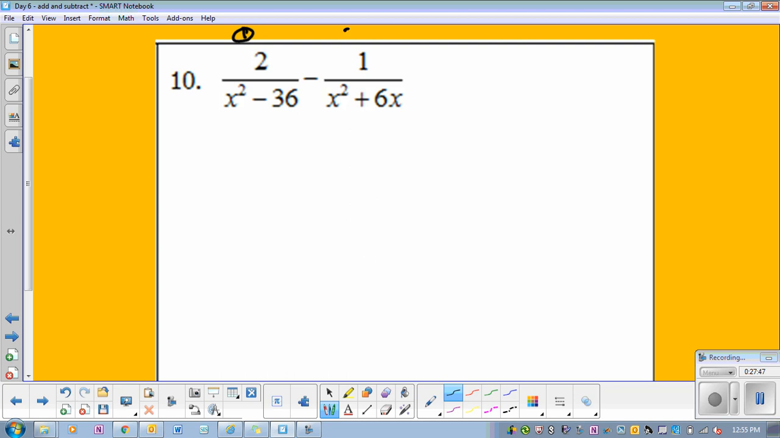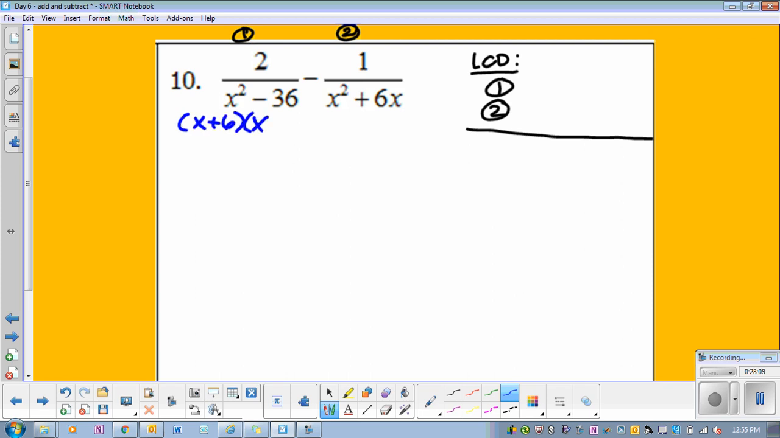Fraction 1, fraction 2. Okay, we definitely need to find the LCD here. If you look at the denominators for both of your fractions, do you need to factor? Yes. X squared minus 36, x plus 6, x minus 6. How about this guy? X times x plus 6. Good. So there are my denominators that I need to put into my LCD.